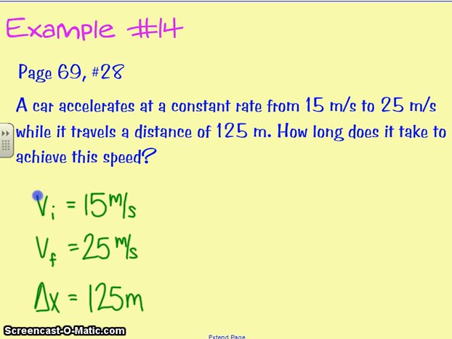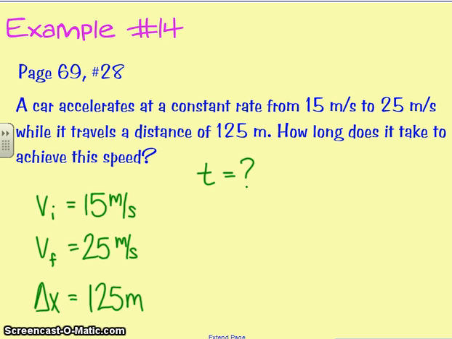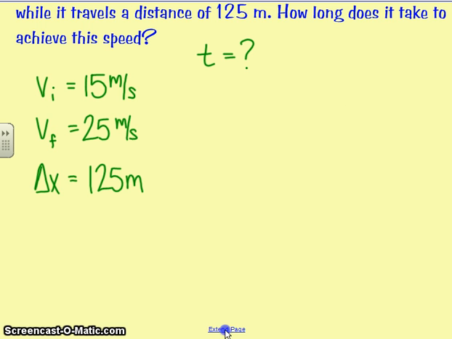It says how long. That means I'm looking for time. Which variable is missing here? If you said acceleration, you're right. Looking at my equations here, that second equation is the one that is missing acceleration. So it's the equation that I will use as I'm solving this problem. Delta x equals 1/2 (v initial plus v final) times t.